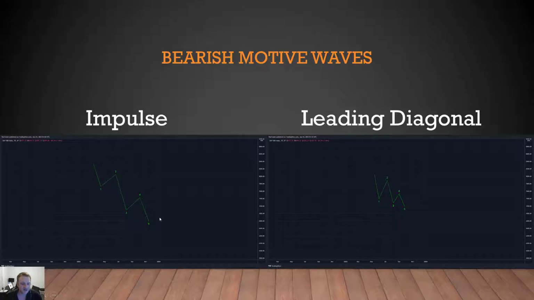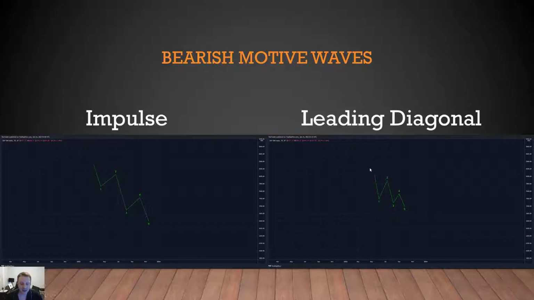All the rules and guidelines from the bullish impulse wave also apply, just in the opposite direction with the bearish impulse wave. And the same goes for the bearish leading diagonal. Okay. Now keep in mind there's also something called an ending diagonal. It's basically the exact same price pattern, but it appears at a different phase of a trend. It appears at the end.